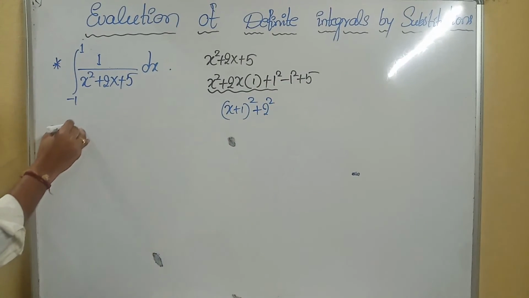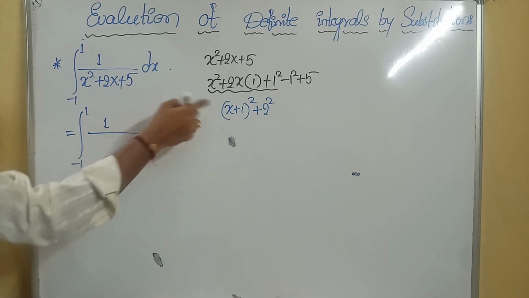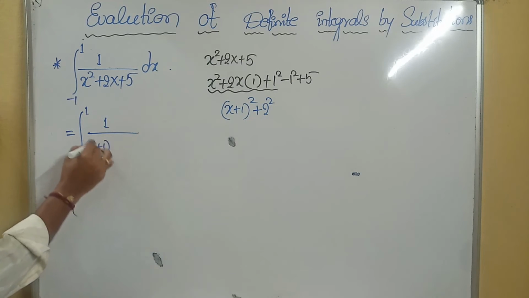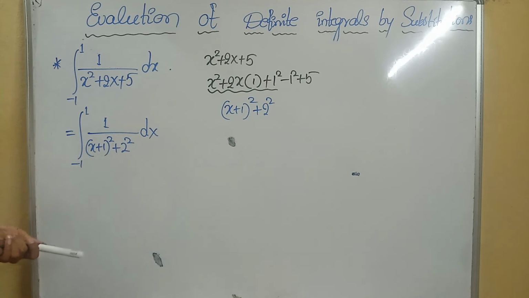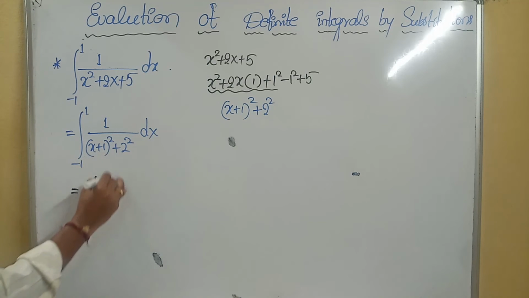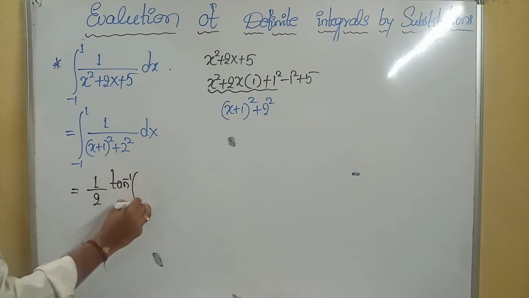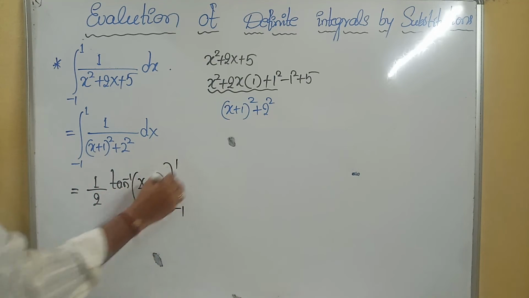Okay, got it? It will be integral of minus 1 to 1 divided by, what is the term? X plus 1 whole square plus 2 square into dx. Got the point clearly? Then it will be 1 divided by x square plus a square. It will be 1 by a. 1 by a means 1 by 2 tan inverse of x plus 1 divided by 2. The limits are minus 1 to 1.